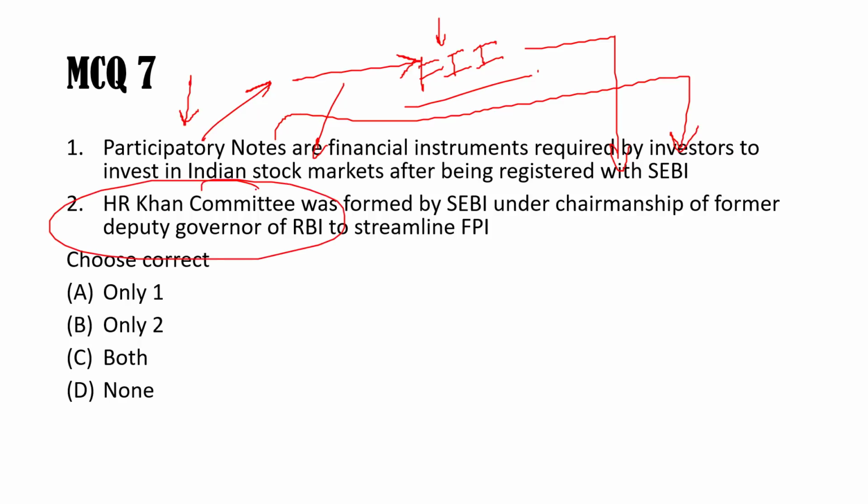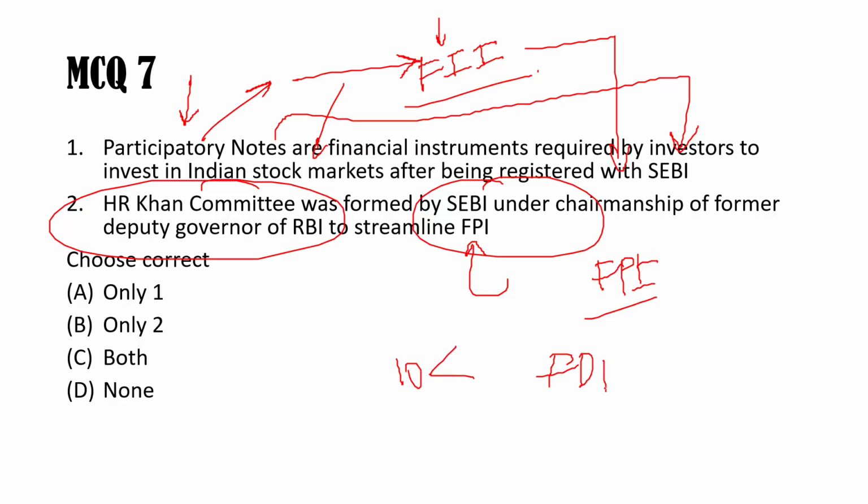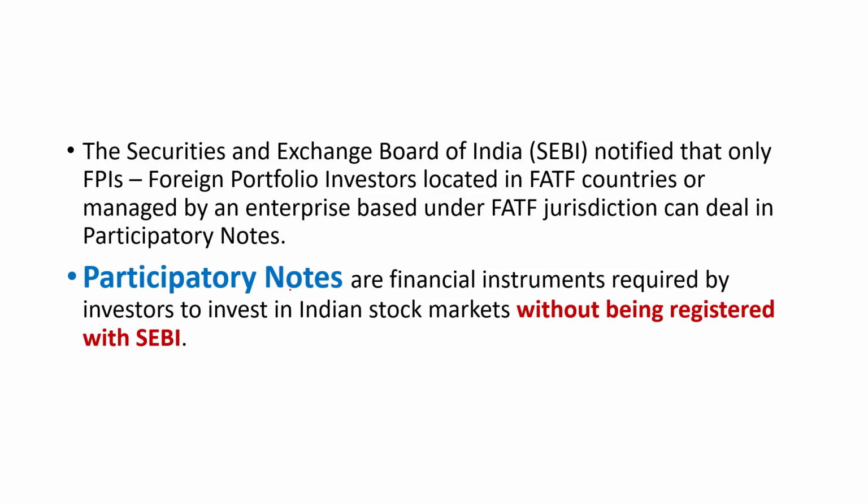An HR Khan committee was mainly formed by SEBI for this FPI streamlining issue, FPI being foreign portfolio investment. And as I told you, if it is more than 10% of the business and its stakes, then it is FDI. If it is less than 10%, then it is FPI, portfolio investment. Okay, so the second is correct, the first is wrong, because they invest without being registered. It is not after, it is without being registered with SEBI. They do not get registered with SEBI, but now a new notification is there, and here only 2 is going to be the answer.